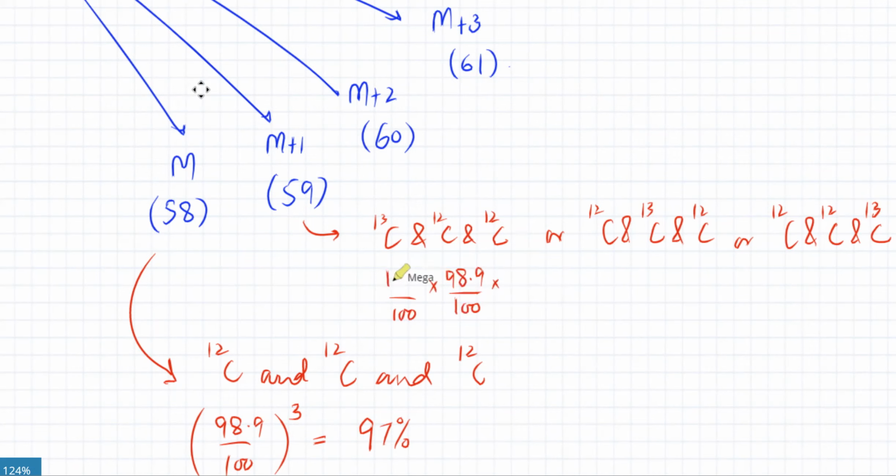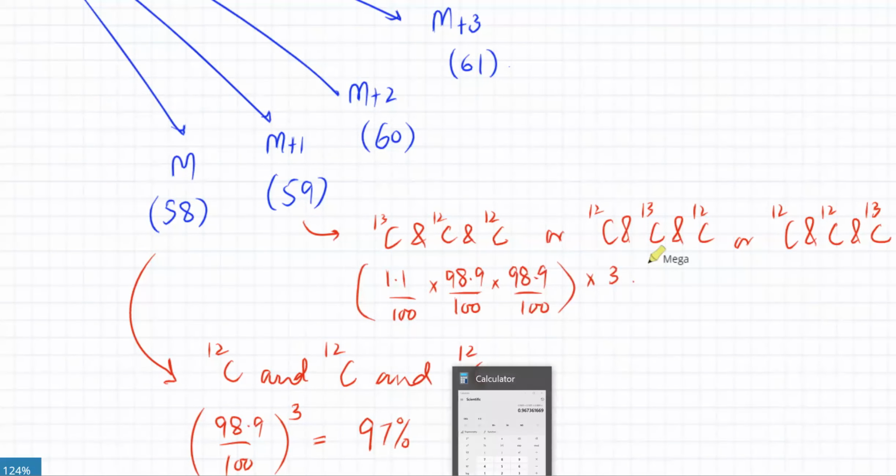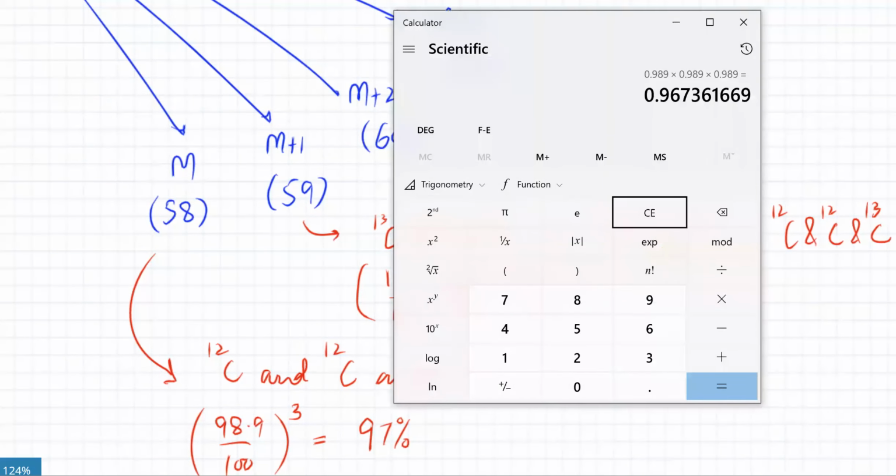The first one is 1.1 over 100 and this is 98. और इसी को अगर 3 दफा करो तो I'll just multiply it by 3, right? क्योंकि और का मतलब addition है, so you do it 3 times the same thing. So this would come out to be approximately 3%.